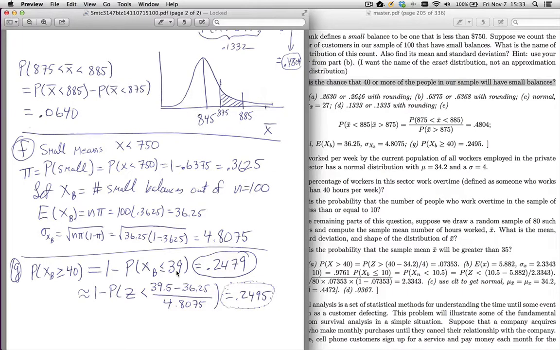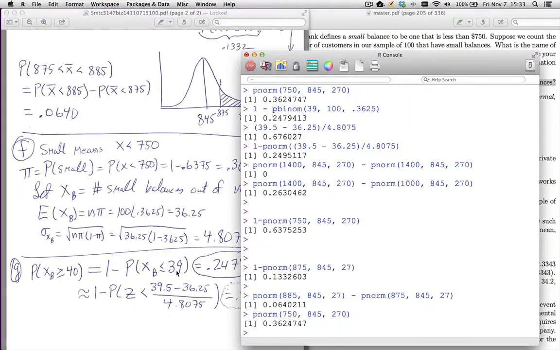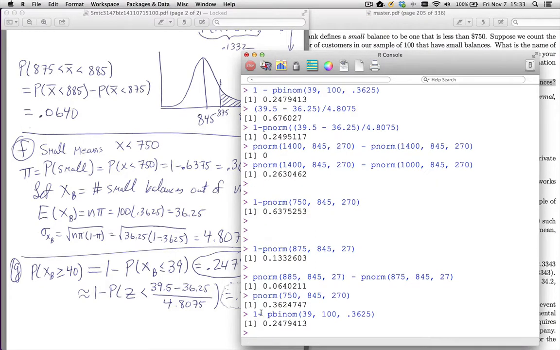small balances. All right, so we can find this using pbinom. So we can do it exactly. So 1 minus pbinom. So I want 39 or fewer heads. I have 100 flips, and I'm just going to type in the number. So 0.3625, there might be a slight amount of rounding there. The answer is about 24.79%.